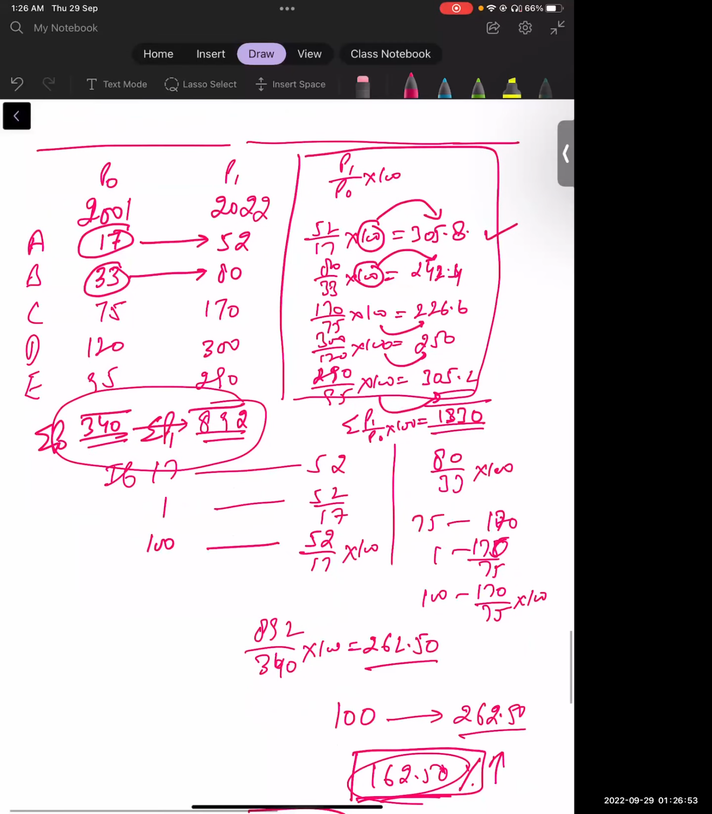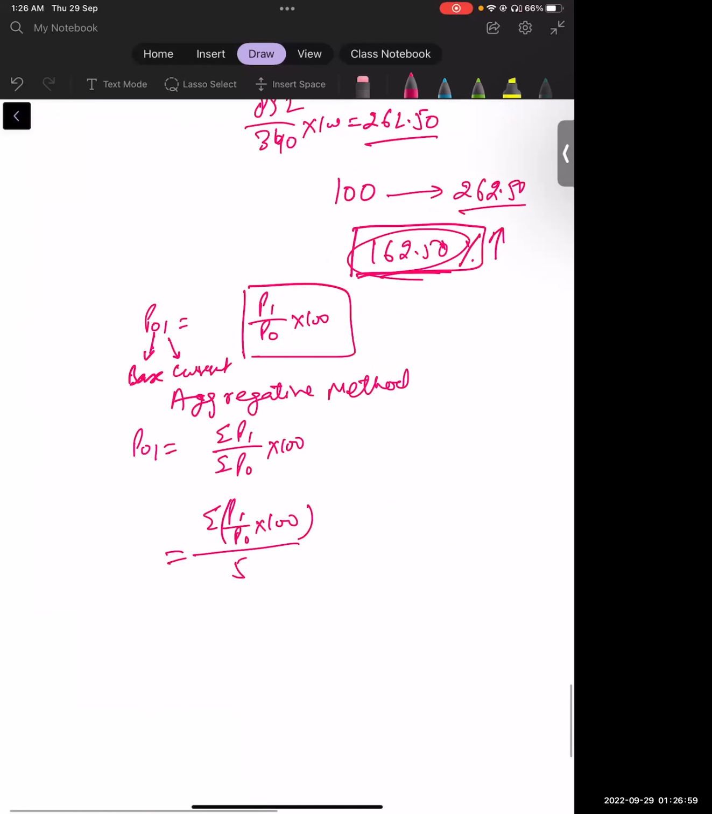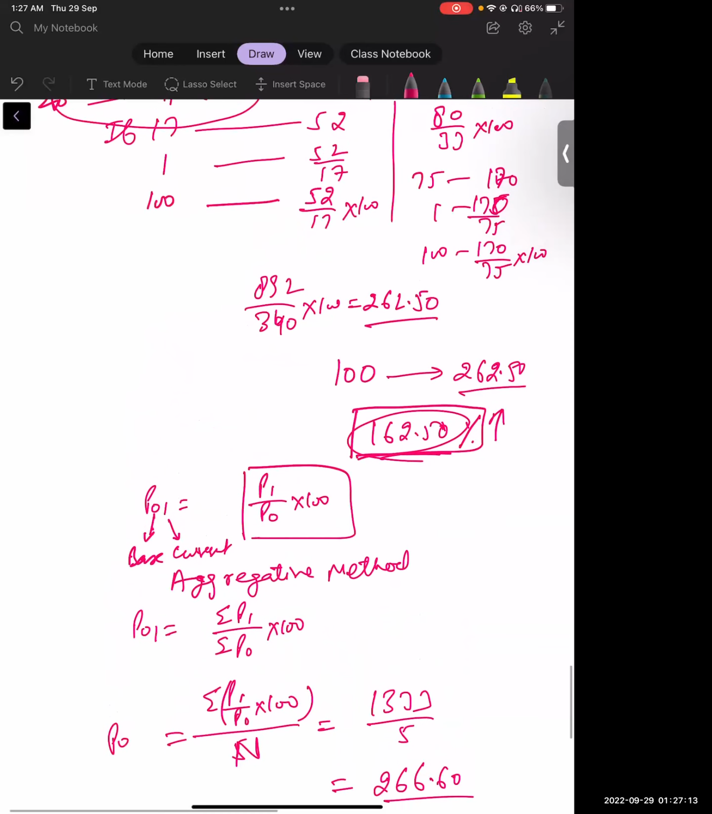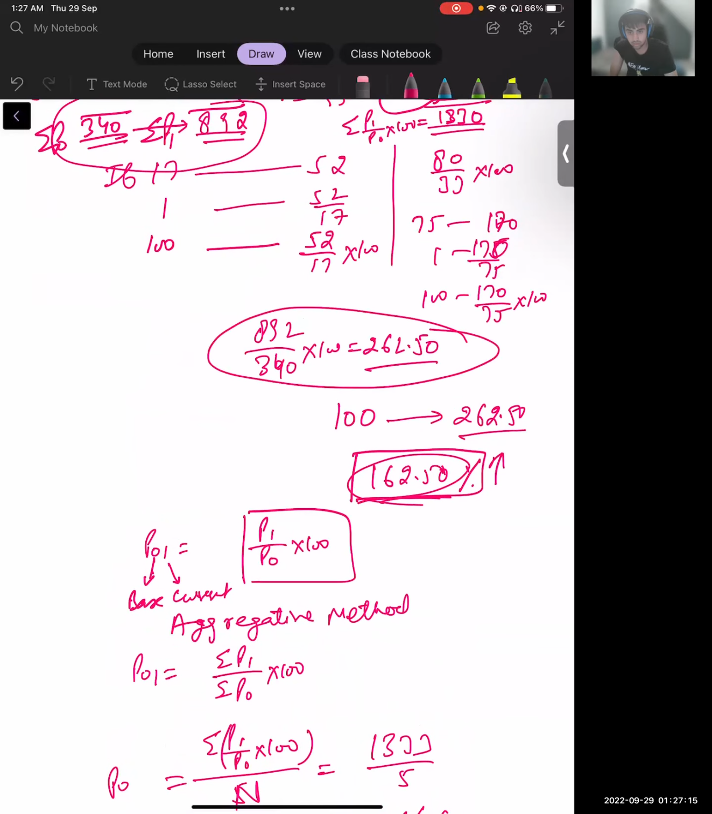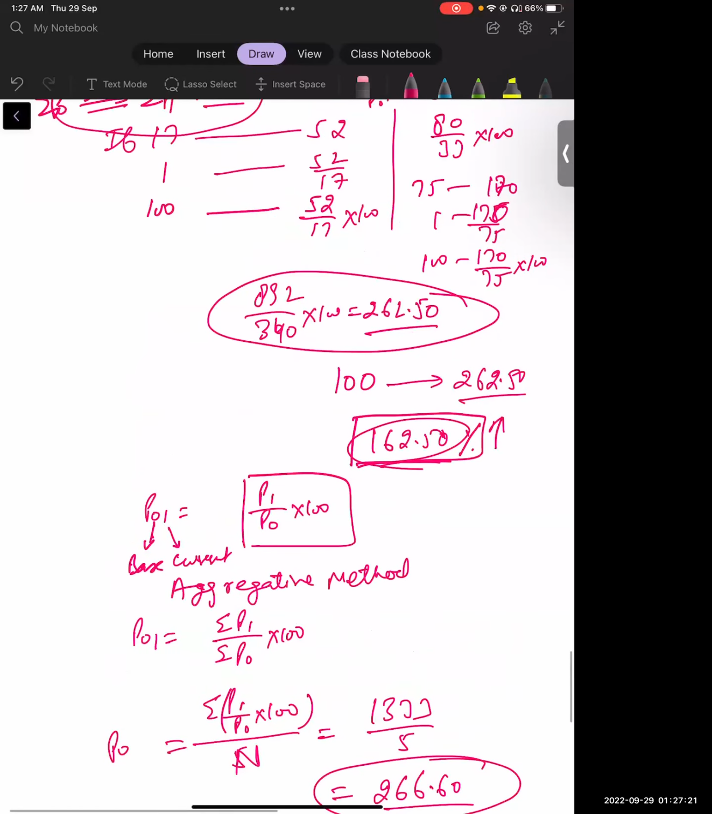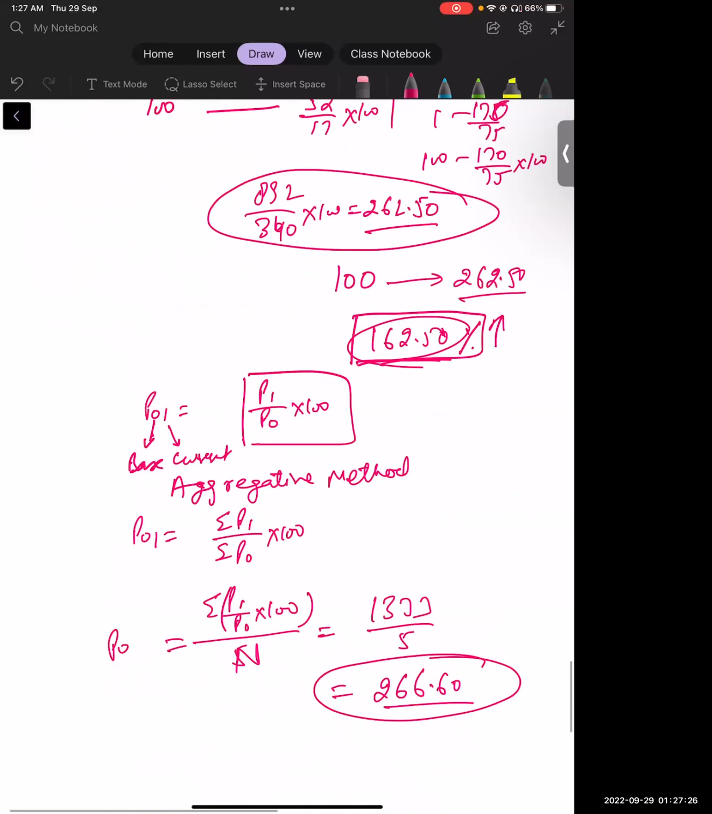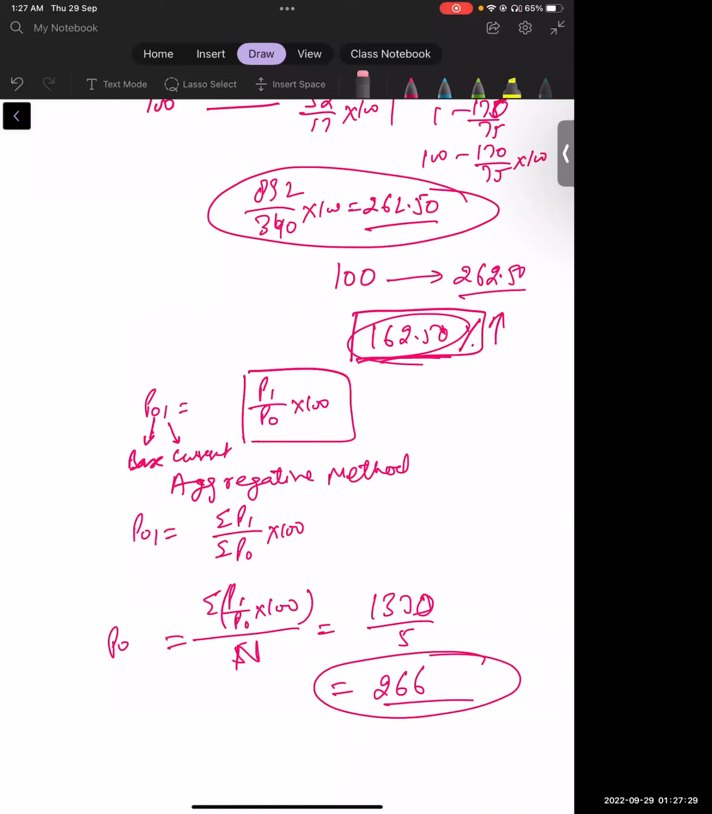In this method, what I am doing is calculating this, then dividing by 5, the number of items n. It will be 1330 over 5, which is 266. Whether both the answers are same? Earlier the answer was 262.5, and now it is 266.6. Got it? There are two different methods of calculation.